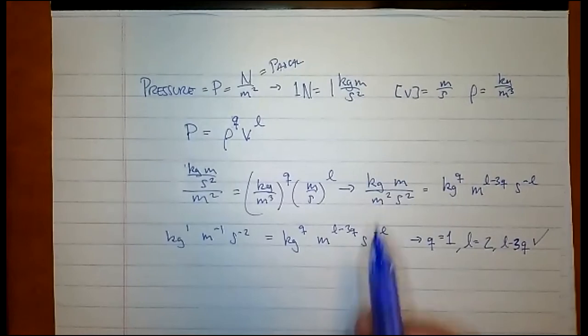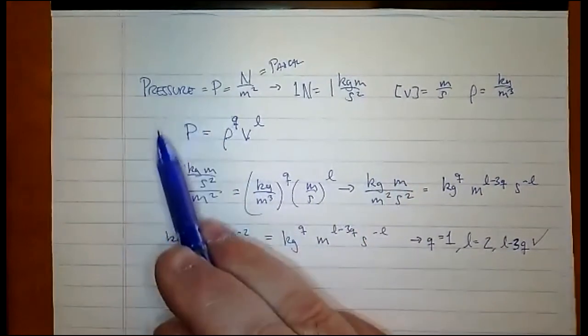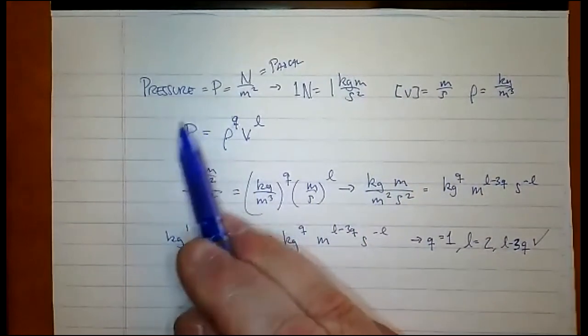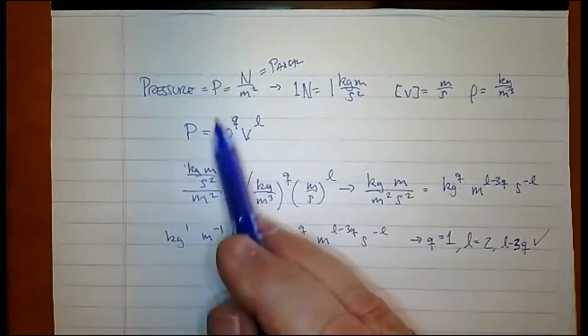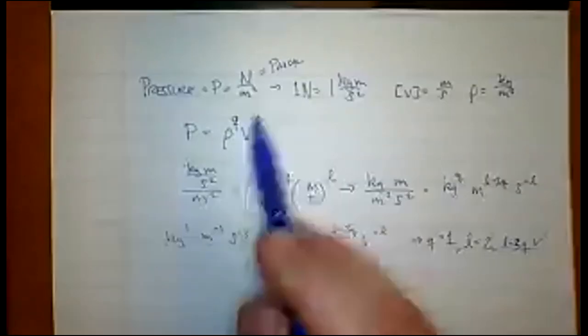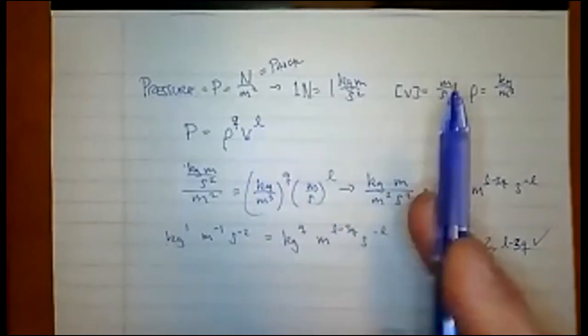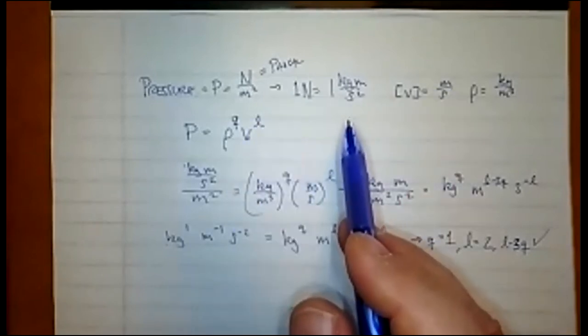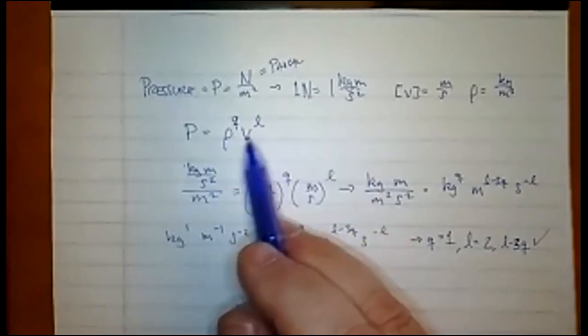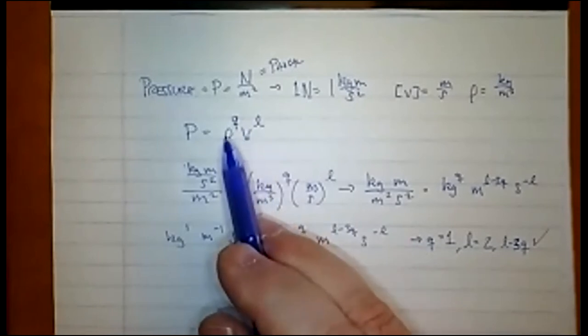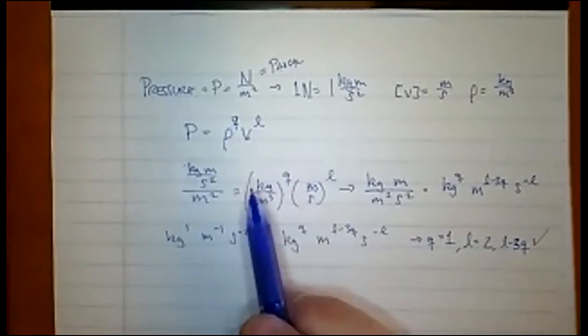Okay, so all we did is we basically said, I want an equation for pressure, and I suspect pressure is going to be related to the density of air and the velocity of the air. In other words, the wind speed, right? So I just conjectured that it'll be a multiplicative formula. So I'm multiplying density to some value times velocity to some value. In other words, density raised to the Q power and velocity raised to the L power.